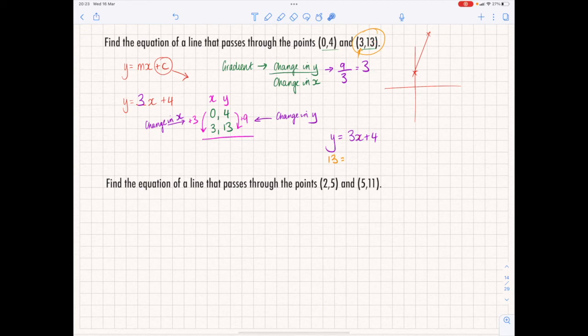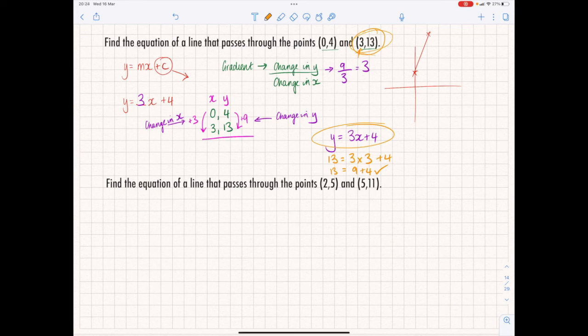Let's change x for 3, which means I'm doing 3 times 3, because 3x means 3 times whatever x is, and x is 3 here. Then plus 4. Well, 3 times 3 is 9, 9 plus 4 is 13, so I know that this equation works for that coordinate up there. Okay, let's look at the next one.